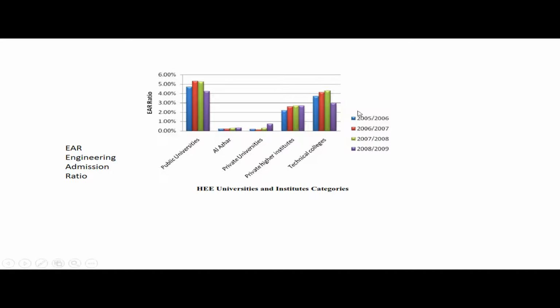This also shows a timeline. I prefer the timeline to appear on the x-axis, and the percentages to appear as lines to see what happens with time for 5 data series: public universities, Azhar University, private universities, higher private universities, and technical colleges.